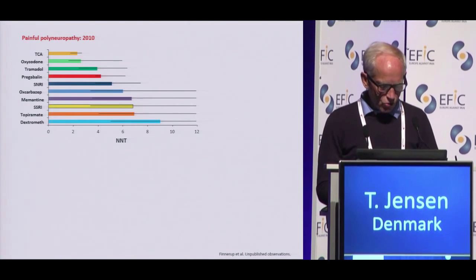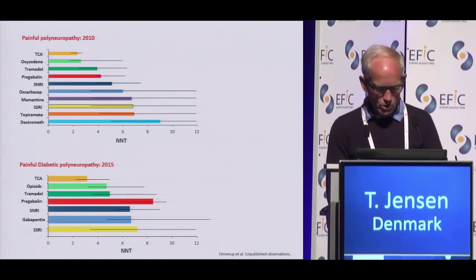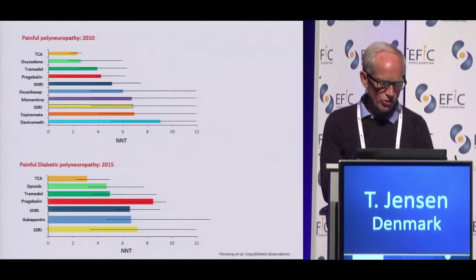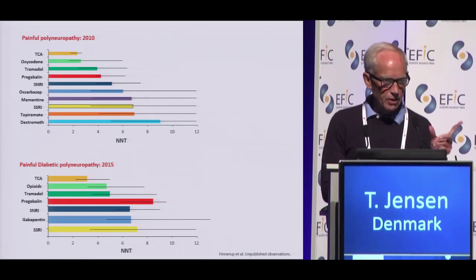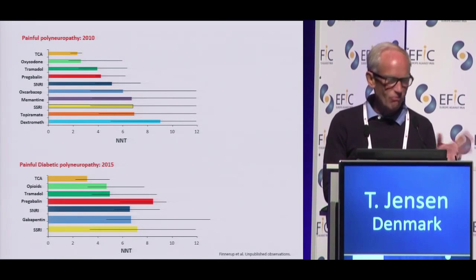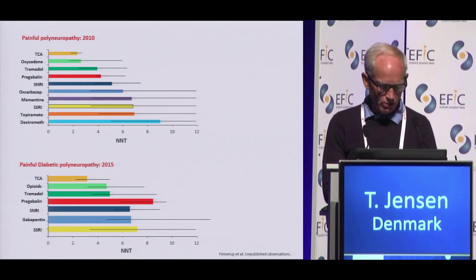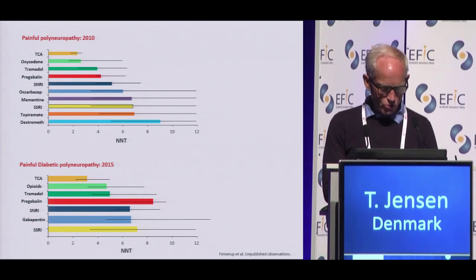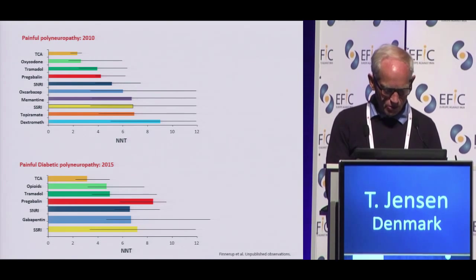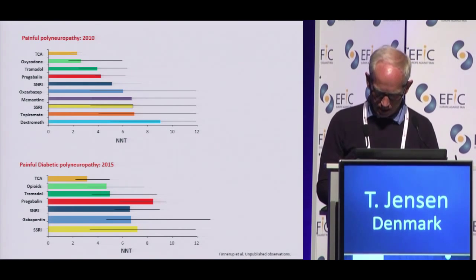So this is also illustrated in this figure here, which shows painful polyneuropathy in 2010. Now these are all painful neuropathies, not necessarily only diabetic neuropathies, but the vast majority are in fact diabetic neuropathies. And this is the most recent one, the one which I just showed you for 2015. And again, please note that the NNT values here on the x-axis are not the same as up here. So there is clearly an increase in numbers needed to treat, as you can see there.